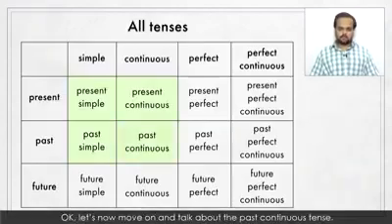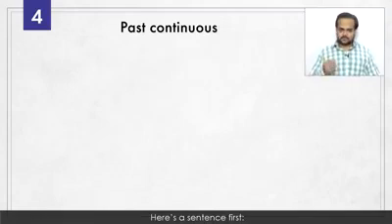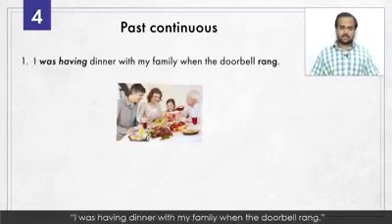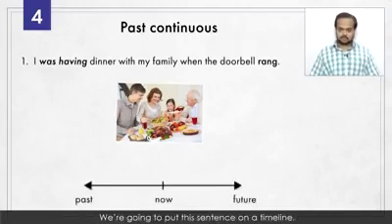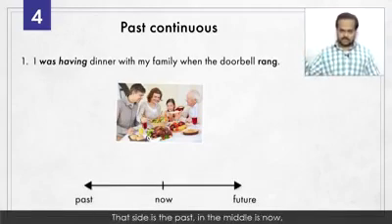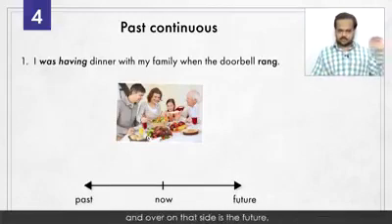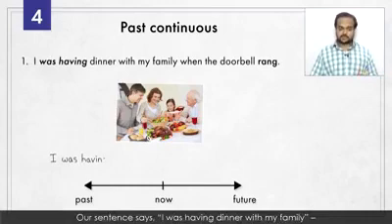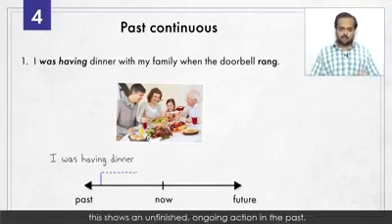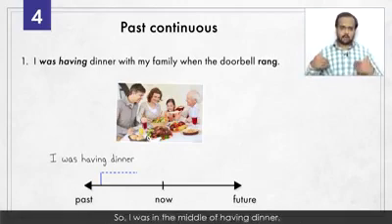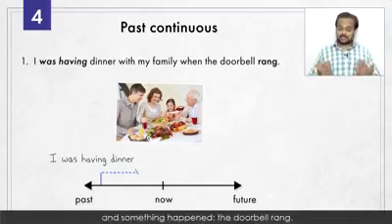Okay, let's now move on and talk about the past continuous tense. Here's a sentence first. I was having dinner with my family when the doorbell rang. We're going to put this sentence on a timeline. That side is the past, in the middle is now, and over on that side is the future. Our sentence says, I was having dinner with my family. This shows an unfinished, ongoing action in the past. So, I was in the middle of having dinner and something happened.